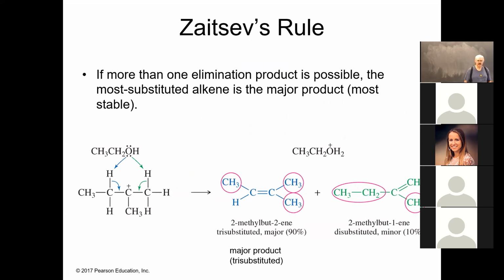Okay, next we'll talk about Zaitsev's rule. Zaitsev was a Russian chemist during the 1800s. He was a contemporary of Mendeleev and several others. And this rule says that if more than one elimination product is possible, the most substituted alkene, or the most stable alkene, is the major product. Earlier we talked about what constituted a substituted or more stable alkene.